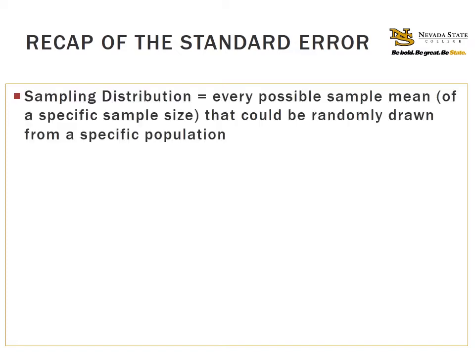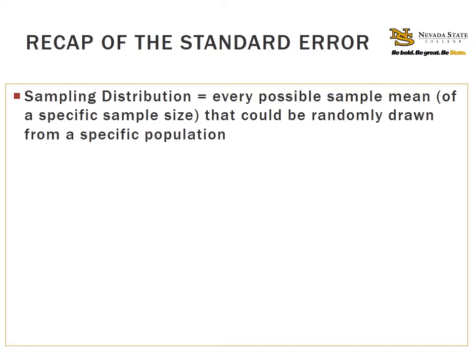Now just a quick recap of the standard error and how it applies to the specific training and feedback rating example that we're going to use in the lecture. Remember, the sampling distribution is every possible sample mean of a specific sample size that could be randomly drawn from a specific population. So all of the possible sample means for the dependent variable that a researcher could have observed in the study if the independent variable had no effect, differences were just due to chance, and the sample still technically represents the original population who didn't receive the independent variable.